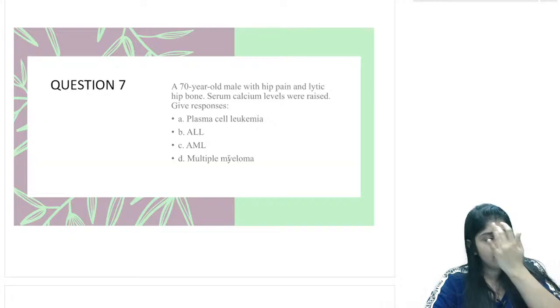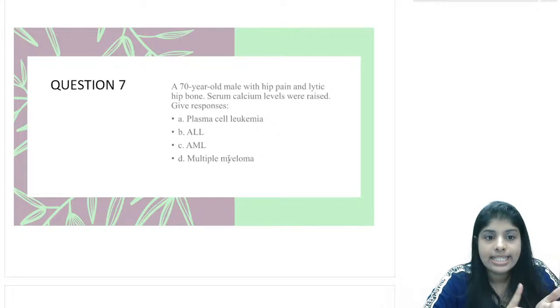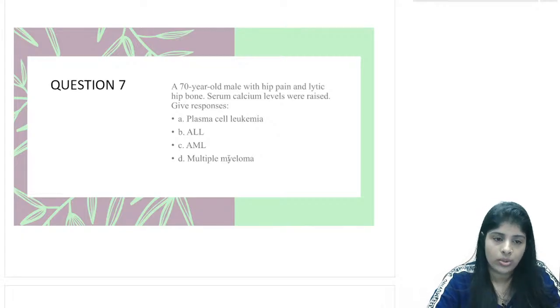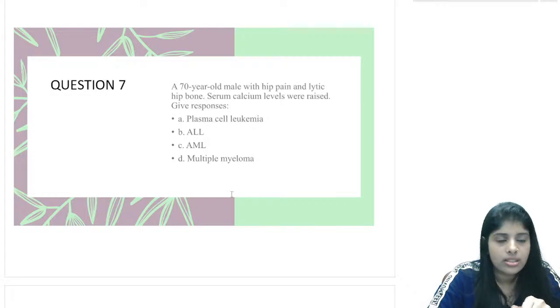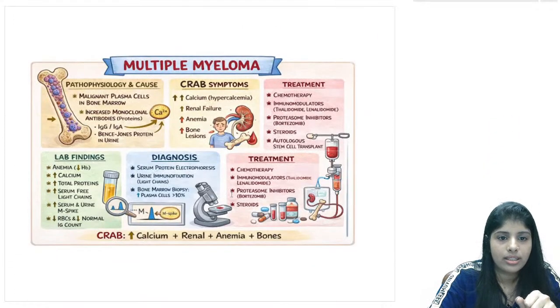Now let's move on to the seventh question. I'm going to read the question. A 70-year-old male with hip pain and lytic hip bone lesions. Serum calcium levels are raised. So let's see these options. Okay, the answer is multiple myeloma. Now, how does it come to multiple myeloma?